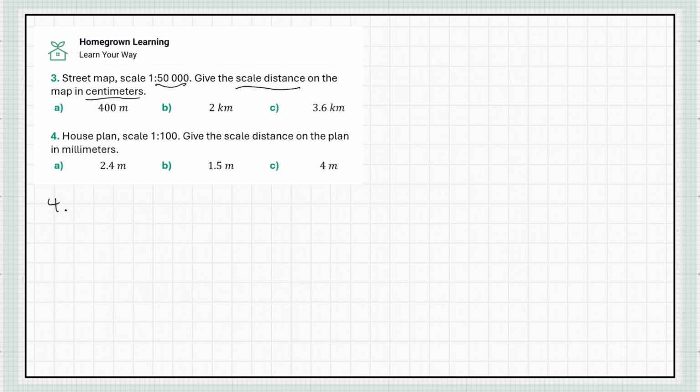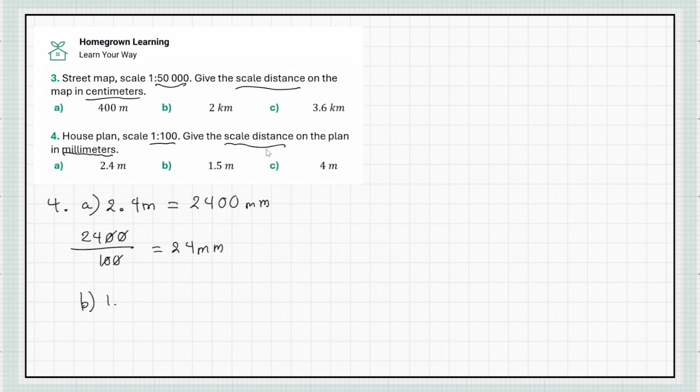Alright, let's look at 4. So for this one we have a scale of 1 to 100, and we're still looking for the scale distance, so we are still dividing, and we want our answers in millimeters. So start off by converting our value to millimeters, so 2.4 meters will be equal to 2,400 millimeters. So we take our value, divide it by 100, and we're left with 24 millimeters.